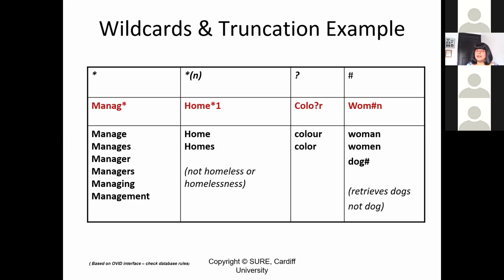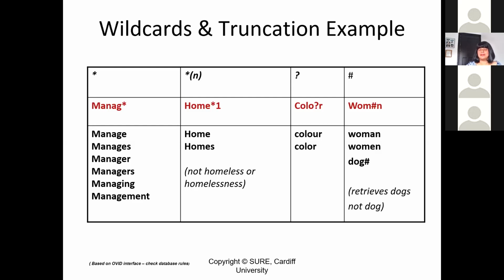But if you were to add a number in, it would only find for you the word home, asterisk, and within one. So it'll only find within just one digit. So it would be just the term home or homes. And for color, it's the word color there with the question mark. It would find for you the missing digit. And same with the hashtag and the word woman or women, you would find.